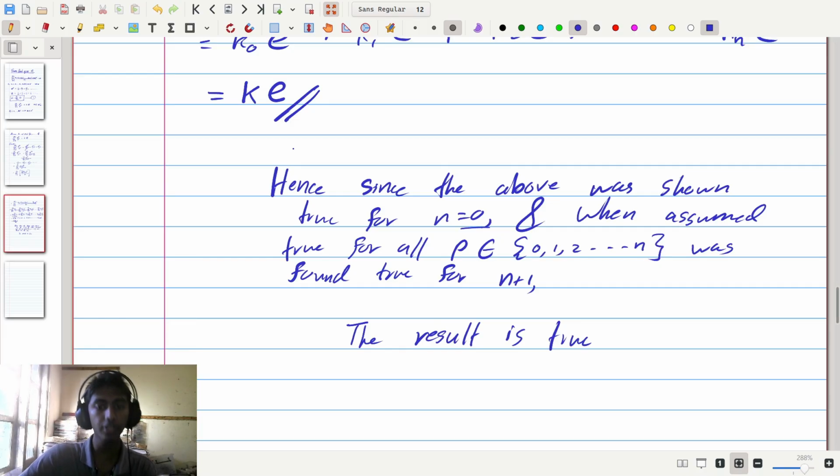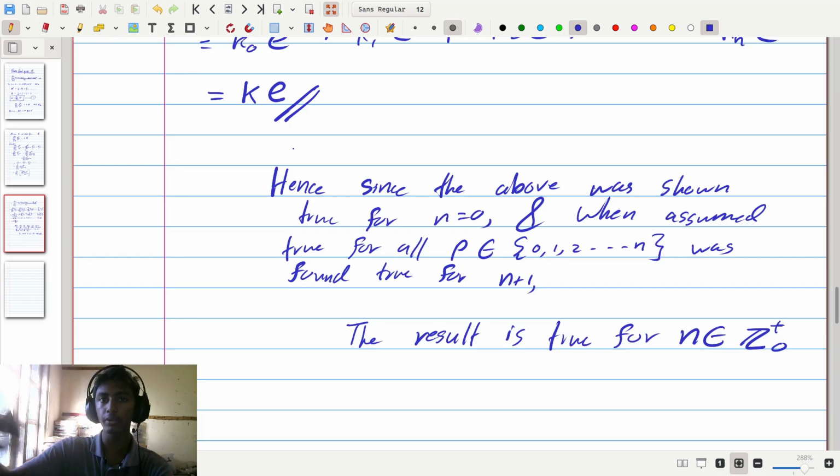So we can start from 0, and then using 0 we can prove 1, using 0 and 1 we can prove 2, using 0, 1 and 2 we can prove 3, using 0, 1, 2, 3 we can prove 4, using 0, 1, 2, 3 and 4 we can prove 5, and so on. So therefore it's true for the set of numbers that we are generating by that, which is 0, 1, 2, 3 and so on. So that is the set of positive integers inclusive of 0. So it's true for n, which is an element of the positive integers inclusive of 0.